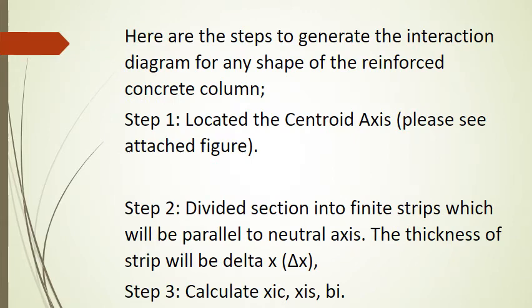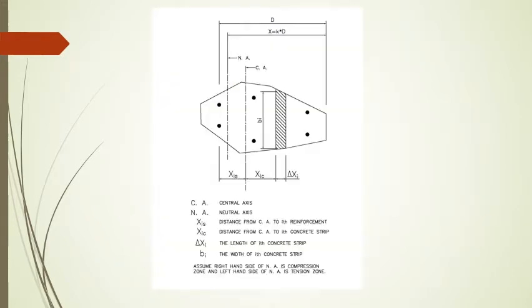Here are the steps to generate the interaction diagram for any shape of reinforced concrete column. Step 1. Locate the centroid axis. Please see the attached figure. Step 2. Divide the section into finite strips which are parallel to the neutral axis. The thickness of each strip will be delta x. Step 3. Calculate xic, xis, and bi. Typical cross-section.